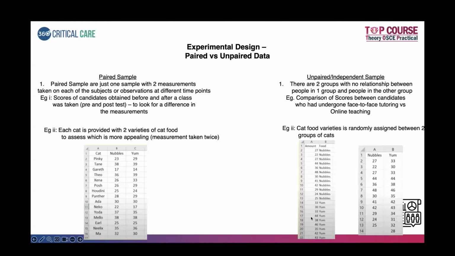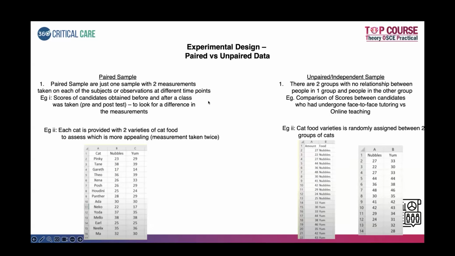So here you can see there have been a number of cats who have been given one type of cat food and another group of cats which has been given another type of cat food. So then you make a table with two columns for the two different cat foods, and you collect the data accordingly. So this is how paired and unpaired data differ.